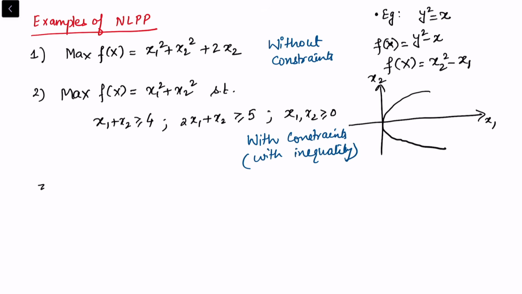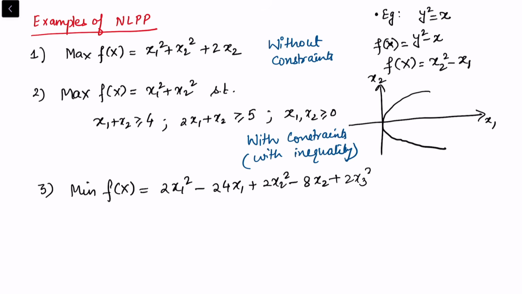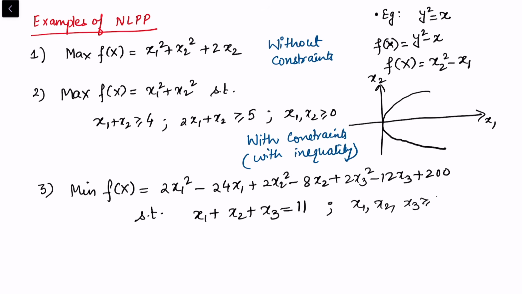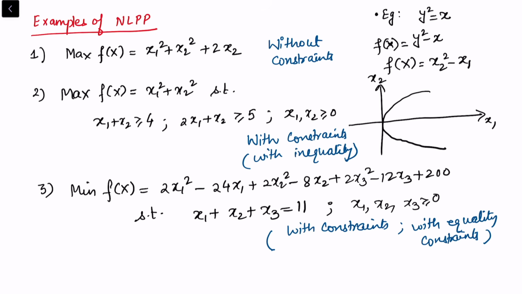Then there are some problems where, let's say you take another example, f of x equal to 2x1 square minus 24x1 plus 2x2 square minus 8x2 plus 2x3 square minus 12x3 plus 200, subject to some constraint with equality sign. So now I'm taking a constraint where the constraint is equality, and then you have some non-negative restriction. So we can say with equality constraint. So we have this as another type of the problem.